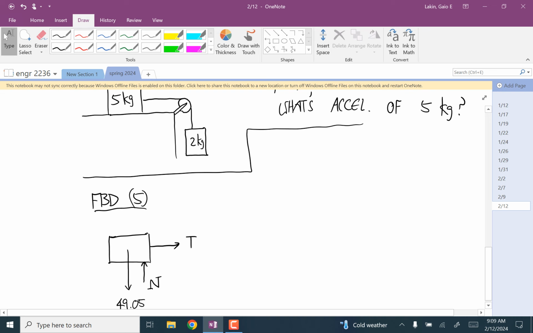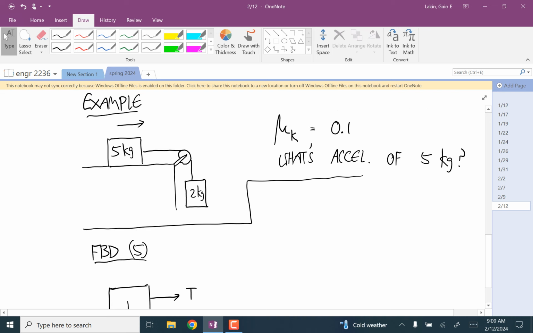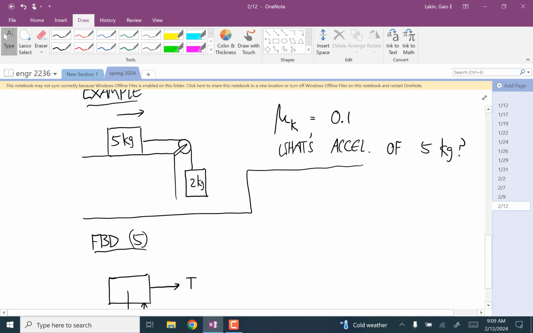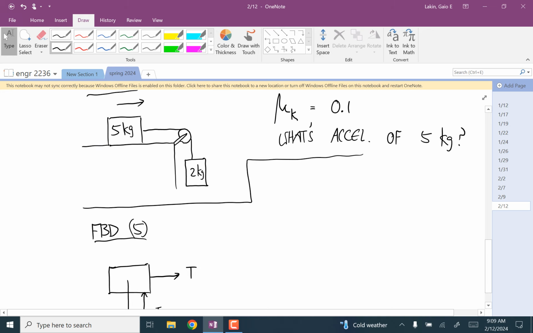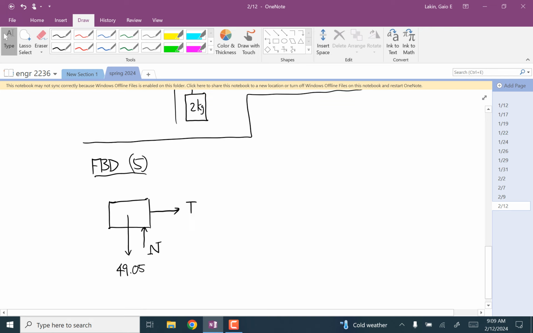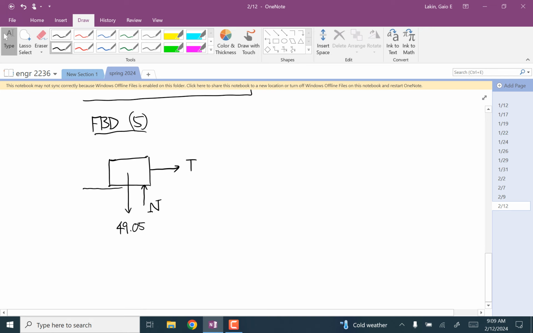Is this kinetic or static friction? Yep. Kinetic, yeah, because they're moving. Also, I guess the coefficient I gave you had said it was kinetic. So if the velocity of the 5 kilogram is to the right, that friction force has to be to the left.